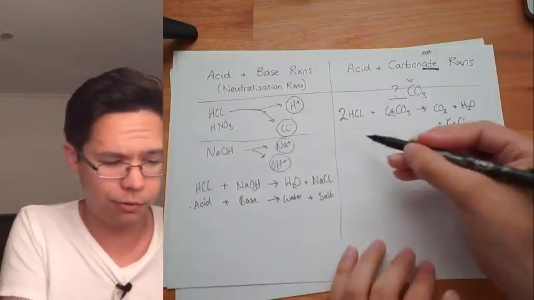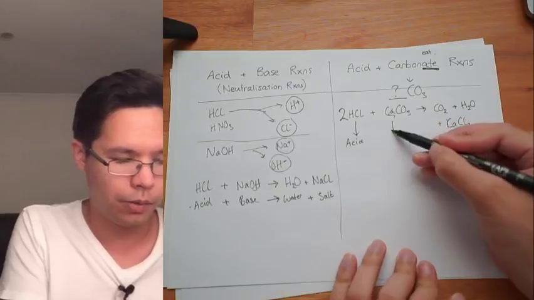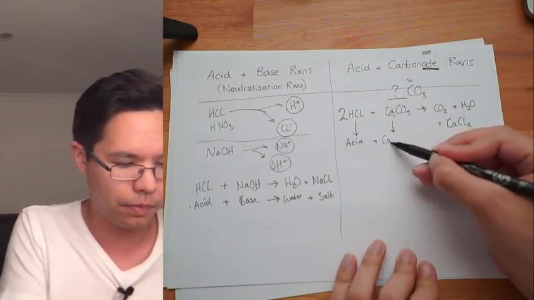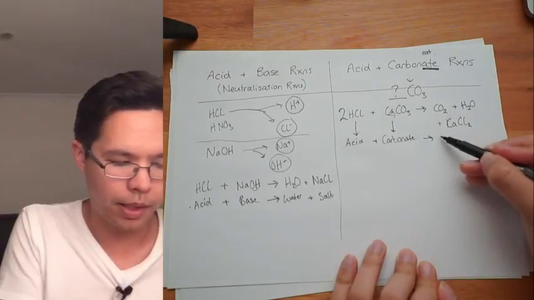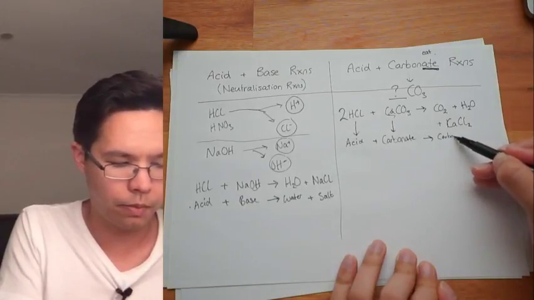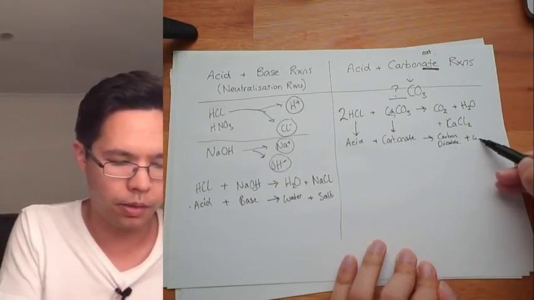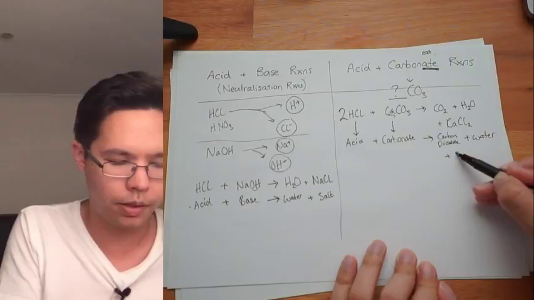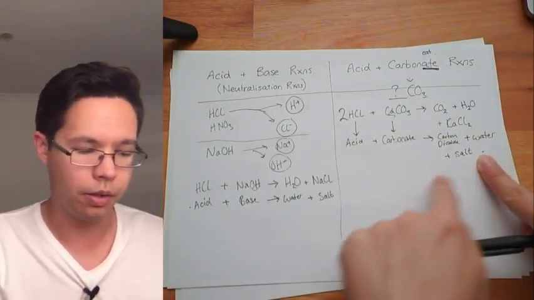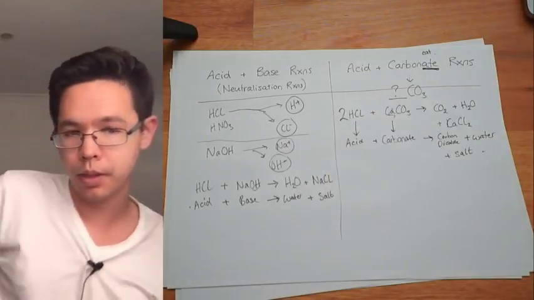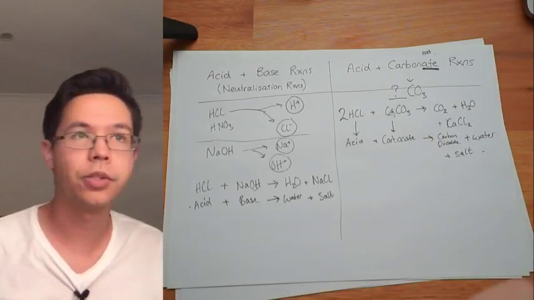So what's the general format here? We have acid, so that bit there is an acid. We have our carbonate. And that makes carbon dioxide and water and salt. That's the general form of an acid carbonate reaction. And if you actually memorize these, it helps you predict things.